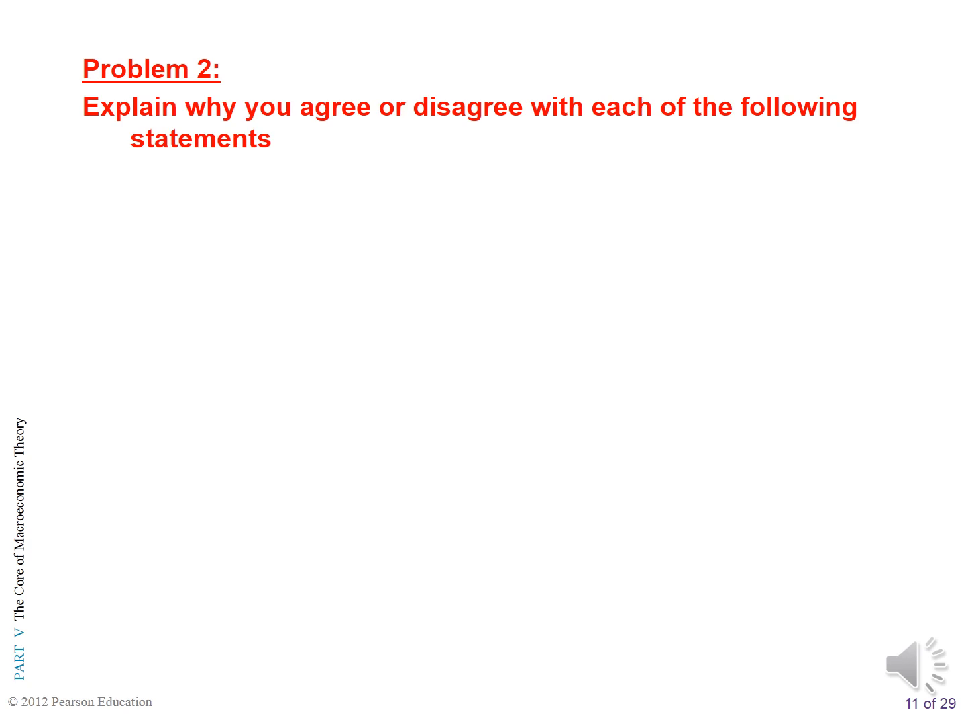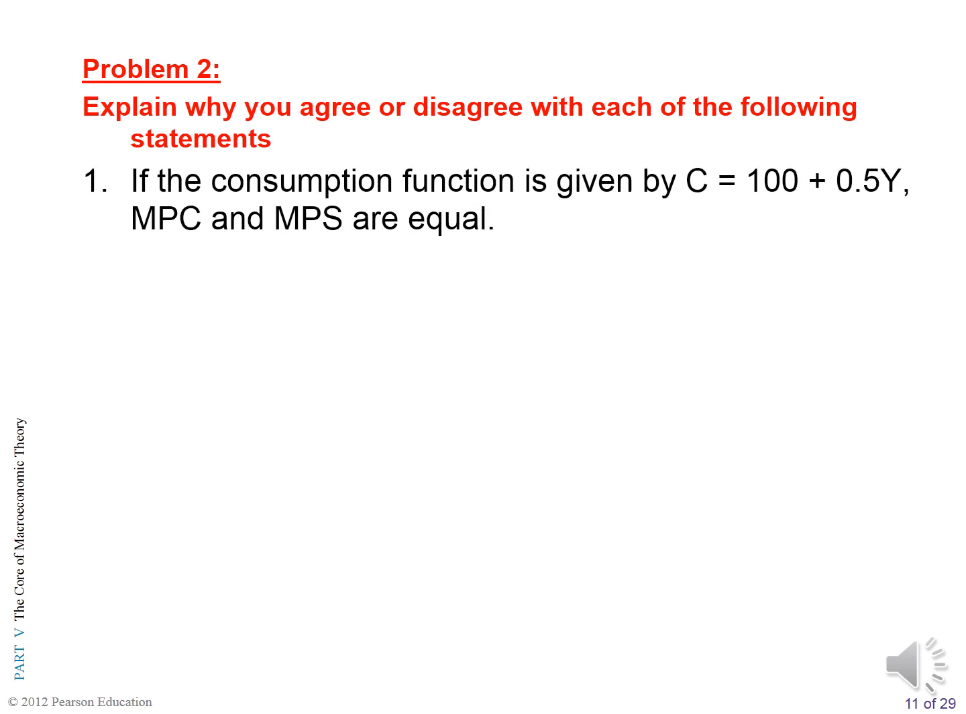Explain why you agree or disagree with each of the following statements. First one: if the consumption function is given by C equals 100 plus 0.5Y, the marginal propensity to consume and the marginal propensity to save are equal. What do you think? True. They are equal and both of them equal 0.5.